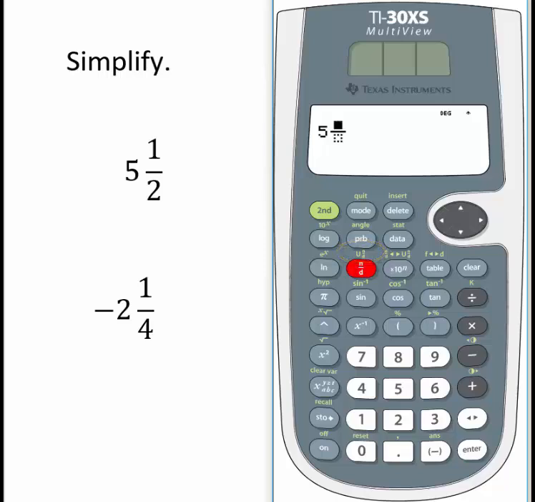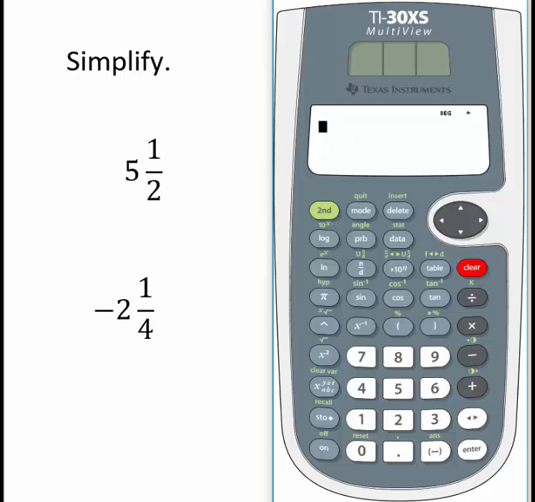So the calculator now understands that 5 is not part of the fraction, but the whole number part of a mixed number, and will prompt you to enter the fractional part, 1 over 2. Let's go ahead and do that. And just like last time, we move our cursor to the right side of the mixed number, and if we hit enter, we get the improper fraction 11 over 2. Let's go ahead and clear the screen one last time.